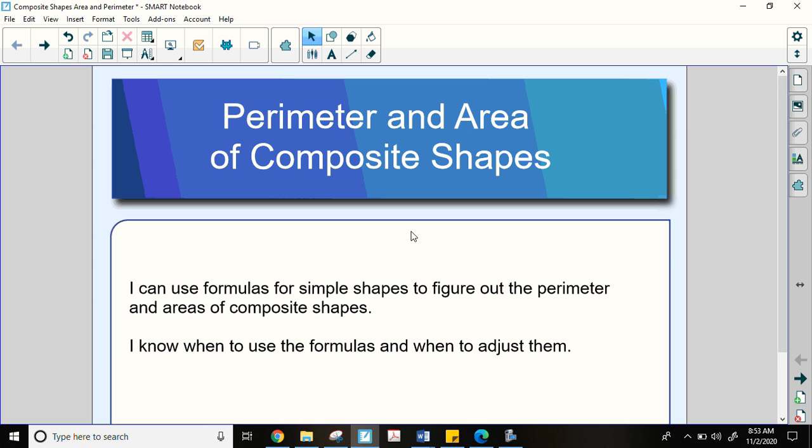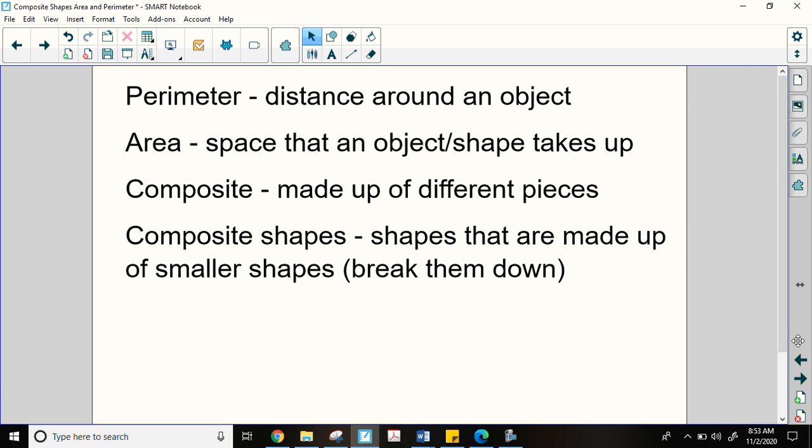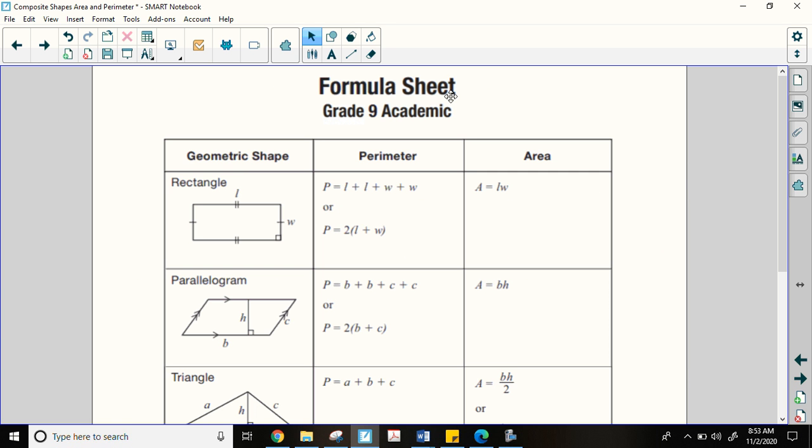So we have to, A, look at a shape and be able to break it down into smaller shapes, and B, apply the proper formulas to each of those shapes to figure out what we're working with, whether it's perimeter or area. So at the back of the classroom and attached to the Google Classroom in today's lesson is a formula sheet. And I will have these for you in class, except today I'm sick and I didn't get them printed out. Here are all our different formulas that we need to know about.